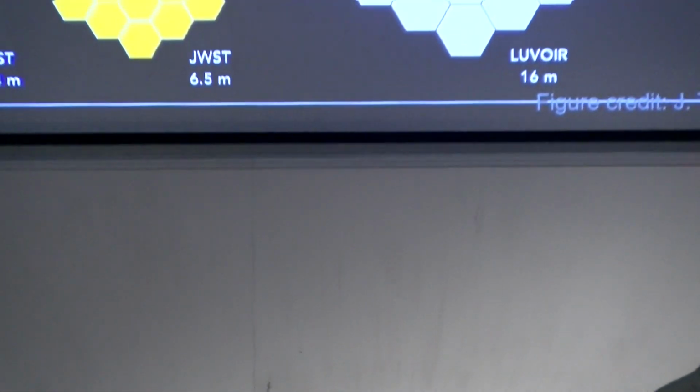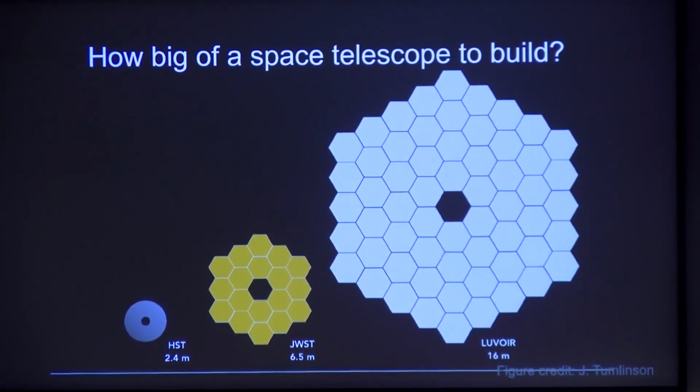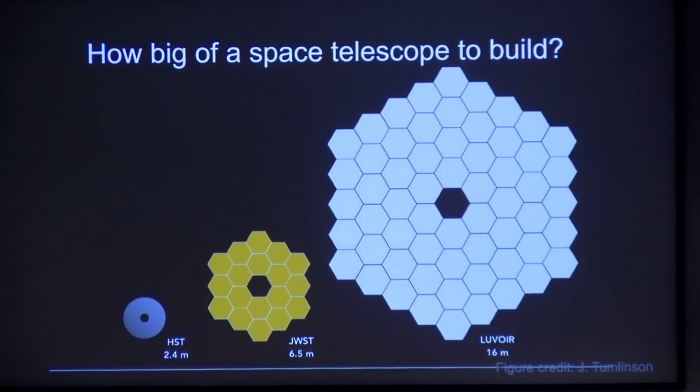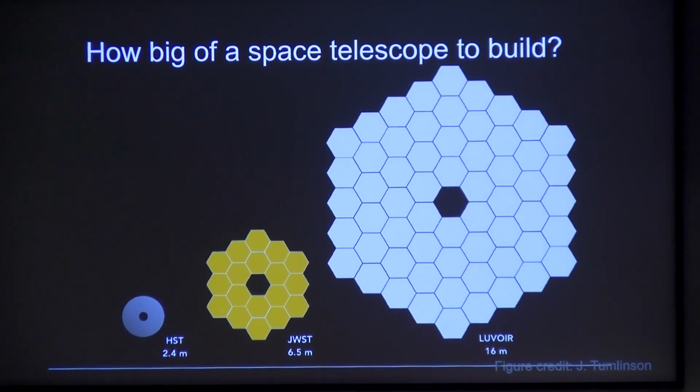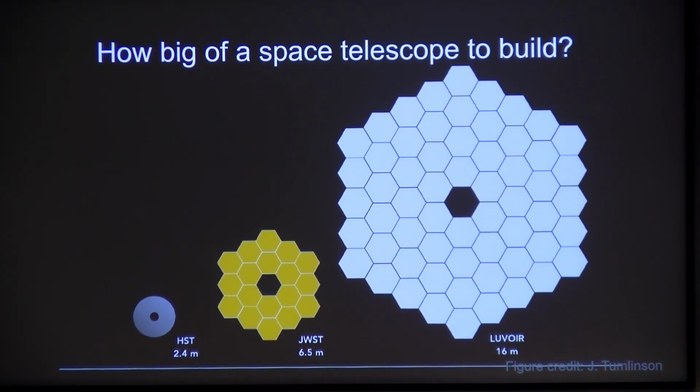So first, how big of a space telescope do we want to build? Well, you've probably heard of the Hubble Space Telescope, shown in the corner there. And it's a big telescope, 2.4 meters in diameter. I can't stretch my hands that wide. It's big, but by astronomical standards, we want to collect lots of light and have lots of resolution. And resolution means you need a bigger telescope.